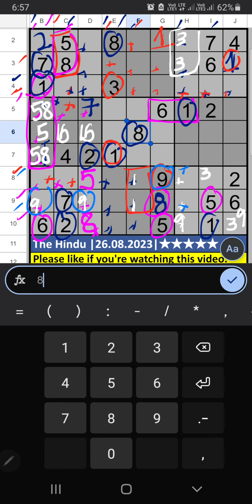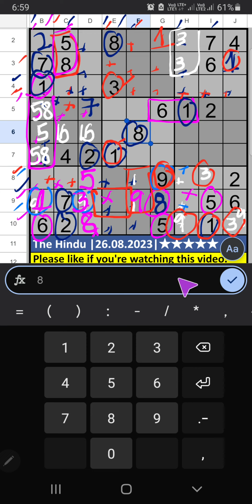9th grid, we have 1, 3, 9 in this cell. We already have pair numbers 1, 3, 9. They can't come in these cells. It will come in one of the three cells. We will confirm later.